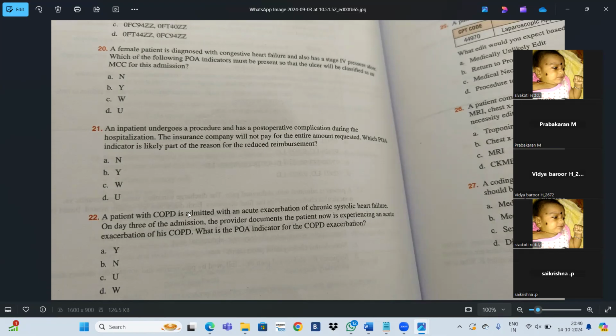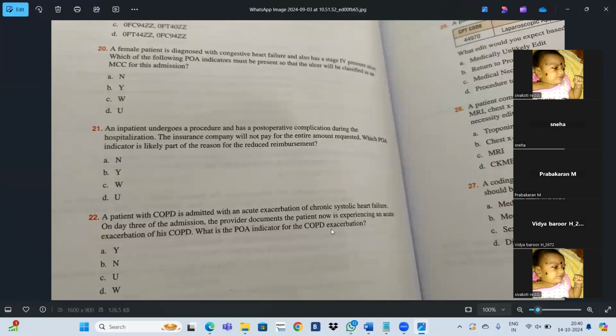The patient has COPD and an acute exacerbation of chronic systolic heart failure. Don't confuse them. The acute exacerbation is for chronic systolic heart failure, not for COPD. So what is the POA for COPD exacerbation now? The indicator is N. Why? Because the patient had only COPD at the time of admission. After admission, the exacerbation developed on day 3.